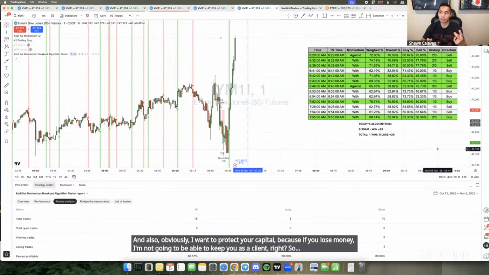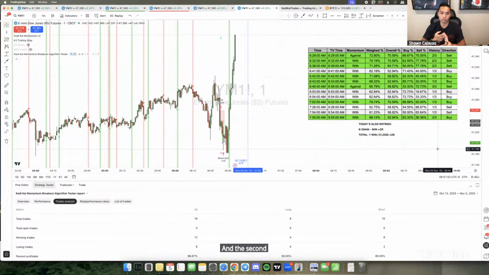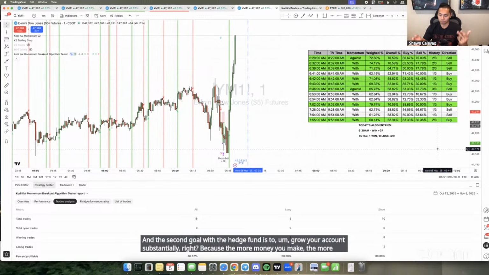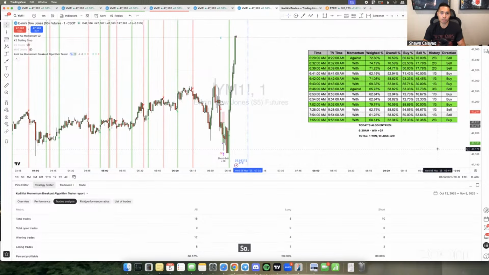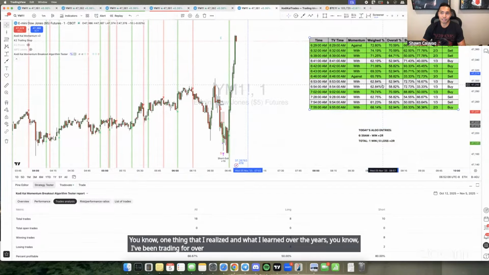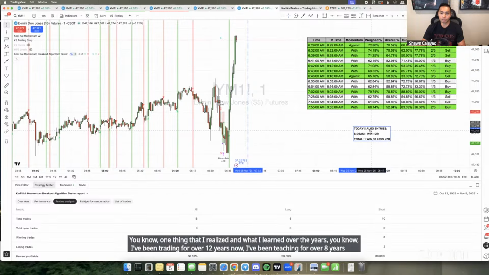So my main goals with the hedge fund: first and foremost is to protect your capital, right? Make sure to limit risk as much as possible. And the second goal with the hedge fund is to grow your account substantially, right? Because the more money you make, the more money I make. So yeah, if you guys are interested in that, one thing that I realized and learned over the years: I've been trading for over 12 years now. I've been teaching for over 8 years.